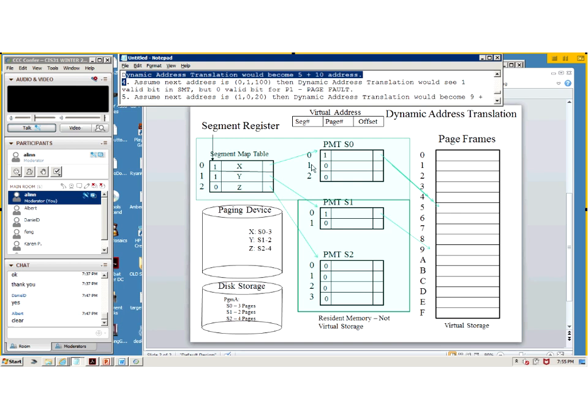Okay. It sees a 1 right here. Dynamic translation would see a 1 valid bit in the segment table, but a 0 valid bit for page 1, right here, this guy. So it would be a page fault, and that page would then have to be loaded into memory.